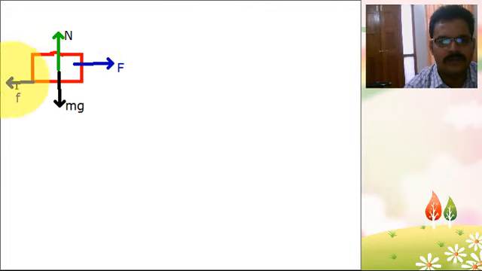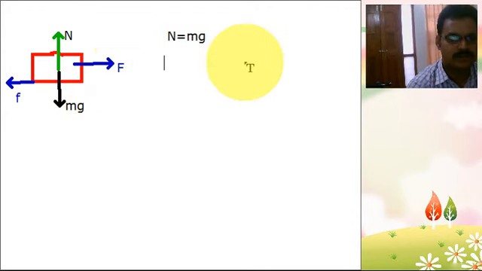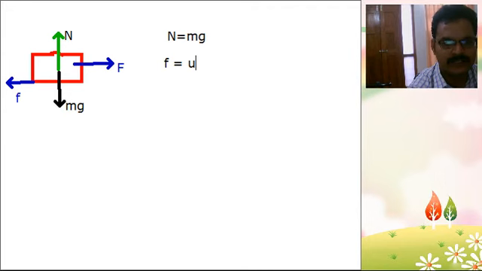Now see here, the block is on a ground surface. The block is experiencing these forces. One is the applied force F towards the right side, so the frictional force is towards the left side. There is a normal force in the upward direction and the weight of the body in the downward direction. By seeing normal force and mg, we can conclude that normal is equal to the weight of the body mg. So I can write n equals mg. But according to the frictional force formula, frictional force F equals mu s n. Instead of mu s I am writing the symbol u, so F equals u into mg.